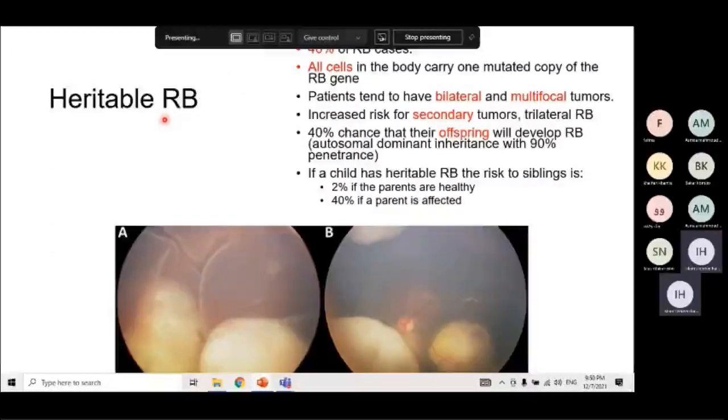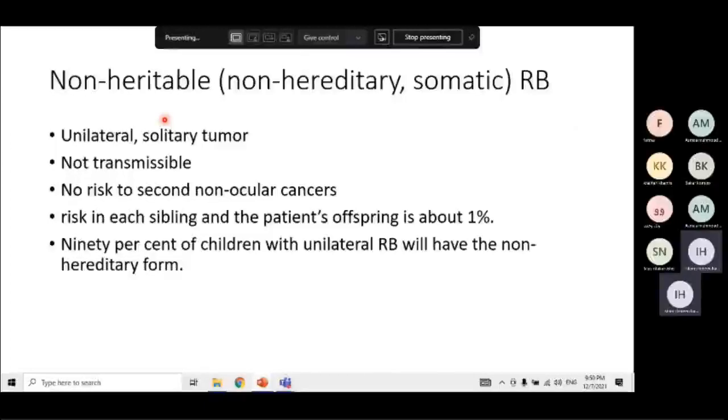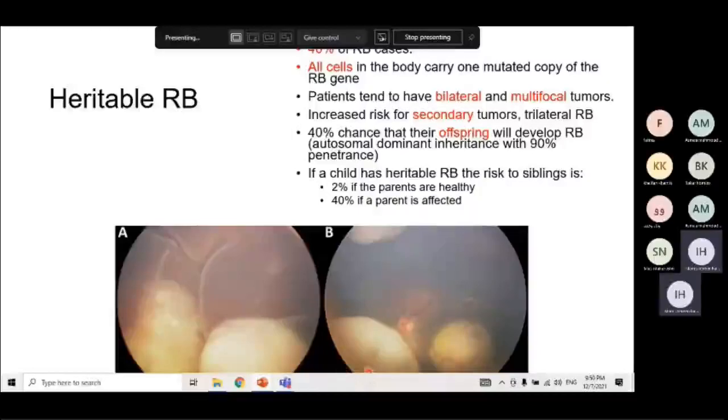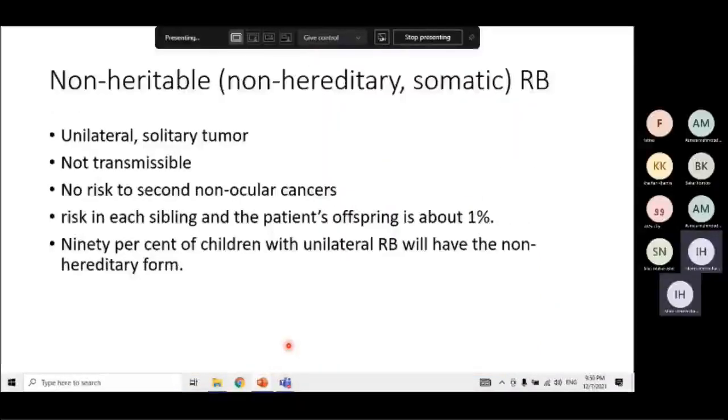Okay. The other form is called the non-heritable retinoblastoma, or non-hereditary, or somatic retinoblastoma. Usually, it's a unilateral solitary tumor, so you will have only one focus in one eye only. Usually, it's not transmissible, so the risk of transmission to the siblings is 0%.